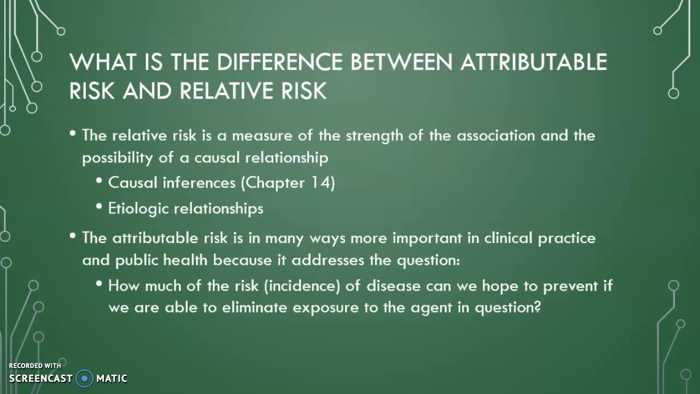it addresses this question. How much of the risk or incidence of a disease can we hope to prevent if we are able to eliminate exposure in the agent in question? Meaning, if we can prevent the exposure, how much would this lower the incidence rate? Again, think about smoking and lung cancer. So if we could stop everyone from smoking, how much would that lower the incidence rate? This is where attributable risk comes in.